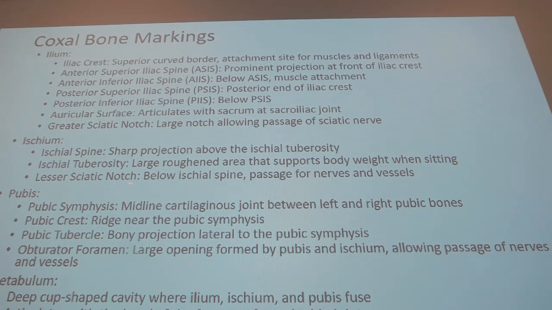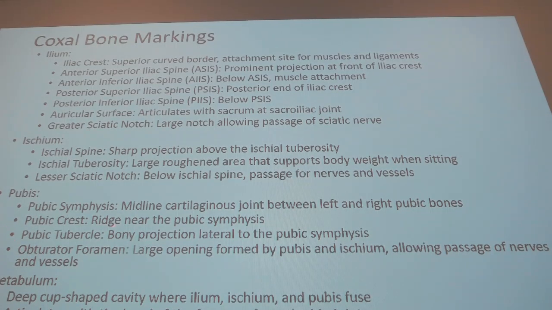So the ischial tuberosity is the large rough area of the ischium. It's found inferior to the body of the ischium, and that's where we sit. And then the lesser sciatic notch I already described to you; it's just below the ischial spine, while the greater sciatic notch is above the ischial spine and is larger in size.